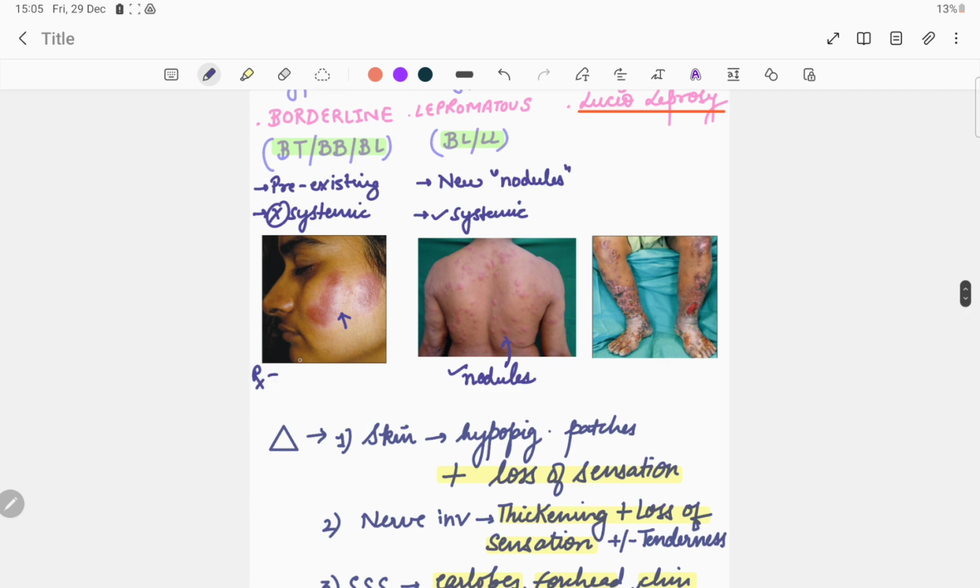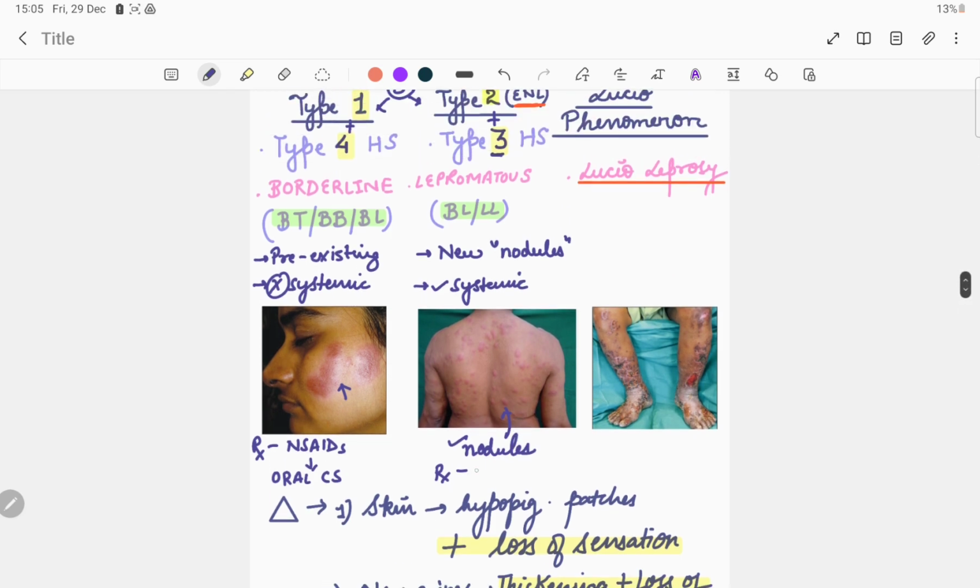What's the treatment? The treatment of type 1 is just giving NSAIDs as the first line, but if it's not resolving, then you can go for oral corticosteroids. Whereas in type 2 lepra reaction, the treatment is oral corticosteroids.